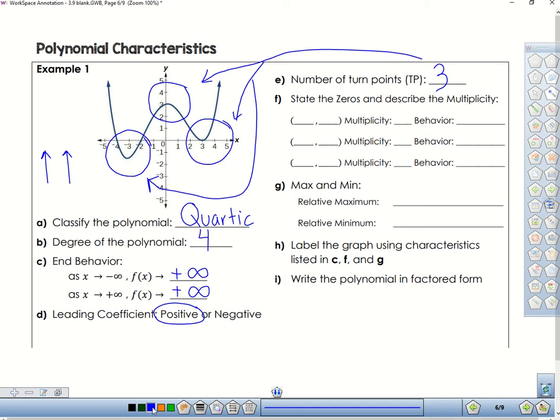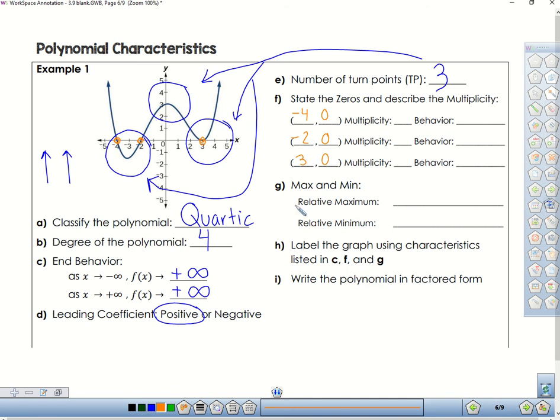And the next thing we're going to look at is zeros. Zeros are where we cross the what axis? X-axis. Very good. So we're going to find all of the times where my graph crosses the x-axis. And how many times is that? 3. And we're going to give the coordinates of each of those. So -4, 0, -2, 0, and 3, 0. Those are the 3 times my graph crosses the x-axis.